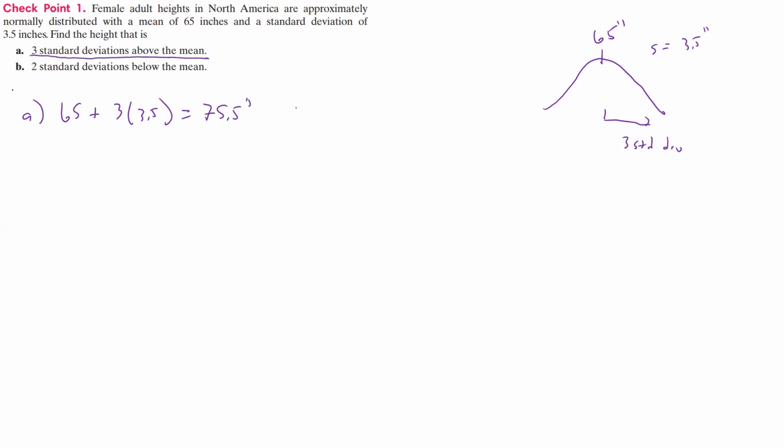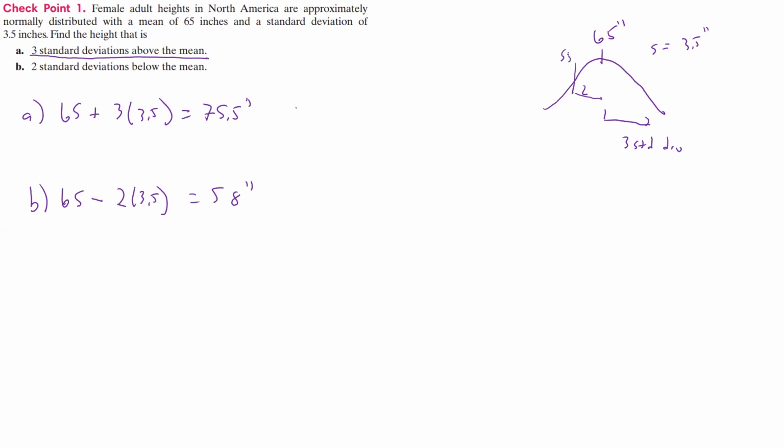Now, what about 2 standard deviations below the mean? Well, now we're going 2 below, so we're going to take 65 minus 2 times 3.5. Well, that's 7, so we subtract that. That's going to be 58 inches. And so that will be where we're at, 2 standard deviations below.